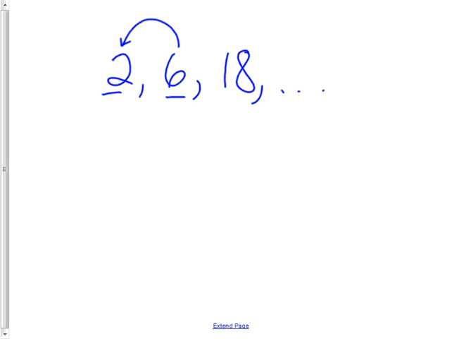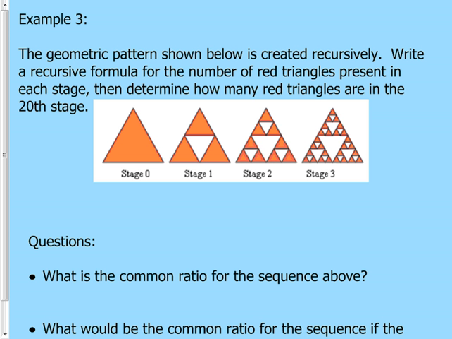6 divided by 3. That's a ratio, or 2, sorry. And it equals 3. That's why they call it the common ratio: it's a ratio of this one to that one. Okay? That's the common ratio.